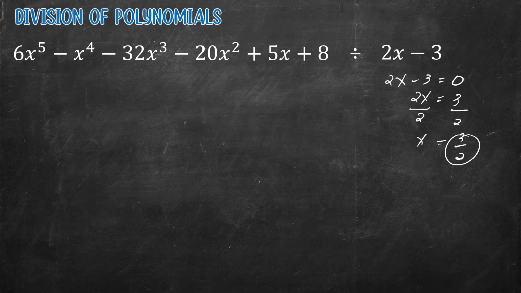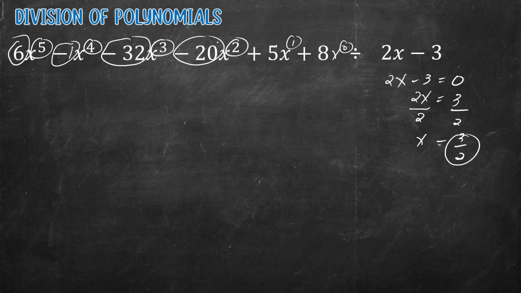Okay, next, identify natin if it is written in standard form. We have 5, 4, 3, 2, 1, and then x raised to 0. So that means it is written in standard form. Okay, and then wala na naman tayong missing degree. So that means we may now proceed in dividing it using synthetic division. So una, identify natin yung mga coefficient. We have 6, negative 1, negative 32, negative 20, positive 5, positive 8. So we will write 6, negative 1, negative 32, negative 20, positive 5, and then 8.